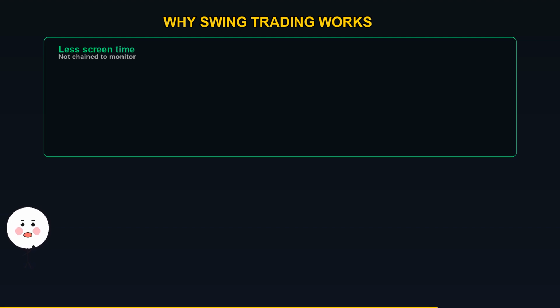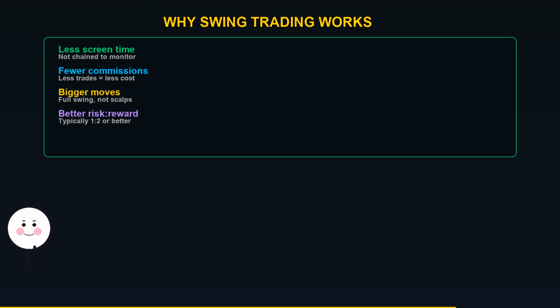Why swing trading works? Less screen time. You're not chained to the monitor. Fewer trades means fewer commissions eating your profits. Bigger moves. You're capturing the full swing, not tiny scalps. Better risk reward. Swing trades typically give you 1 to 3 or better, and lower emotional damage. You are not making 20 decisions a day. You make 2 or 3 decisions a week. Your brain stays fresh. Your discipline stays strong.